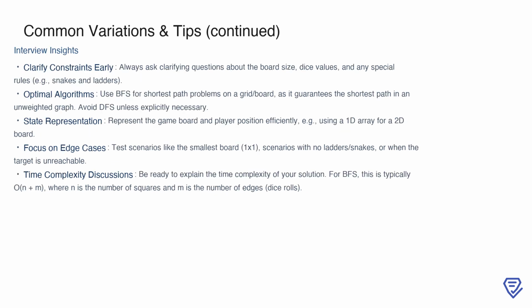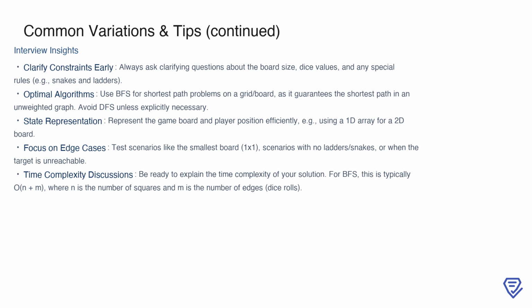To perform well in interviews, there are some key insights to keep in mind. Start by clarifying the constraints early. Always ask questions about the board size, dice values, and any special rules like how snakes and ladders are handled. When it comes to algorithms, BFS is your go-to for shortest path problems on a grid, as it guarantees the shortest path in an unweighted graph. DFS, on the other hand, is less suited for this type of problem unless explicitly required.